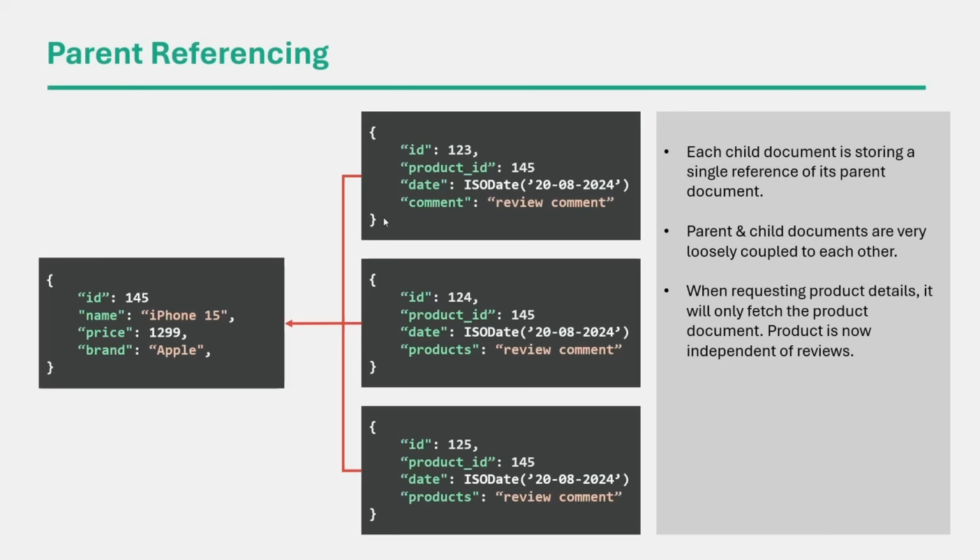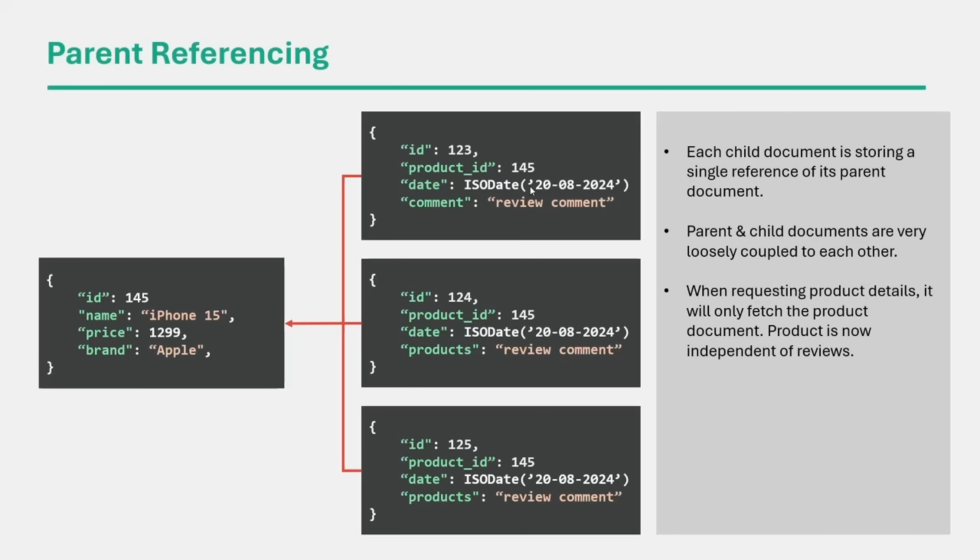And the advantage of this type of referencing is that the child always knows its parent, but the parent document knows nothing about the children documents. For example, this iPhone 15 product does not know what reviews have been given for it. This product document does not have any idea of the review documents because there is nothing connecting this product document to the review documents. But in the review document, we have a reference to the product document. So the child document knows what its parent document is. So there is a reference from child document to parent document.